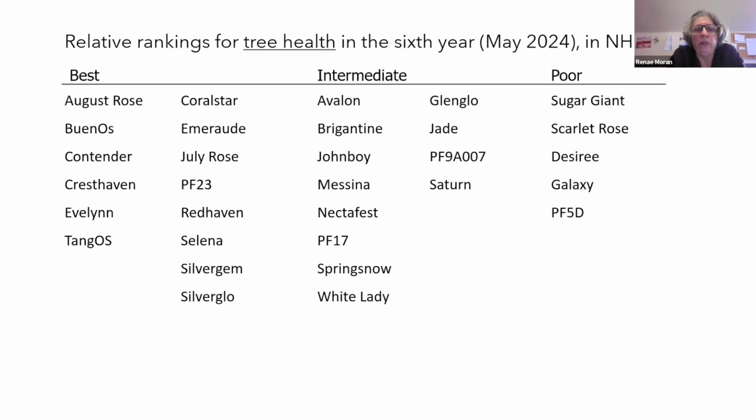So this would be the summary of the tree health rankings that I did in the New Hampshire trial. Varieties to avoid would be these over here: Sugar Giant, Scarlet Rose, Desiree Galaxy, and PF5D. A lot of the trees are doing quite well, and a lot of them were intermediate, but doing good enough. And this is also in the 2 reports that are coming out this spring.